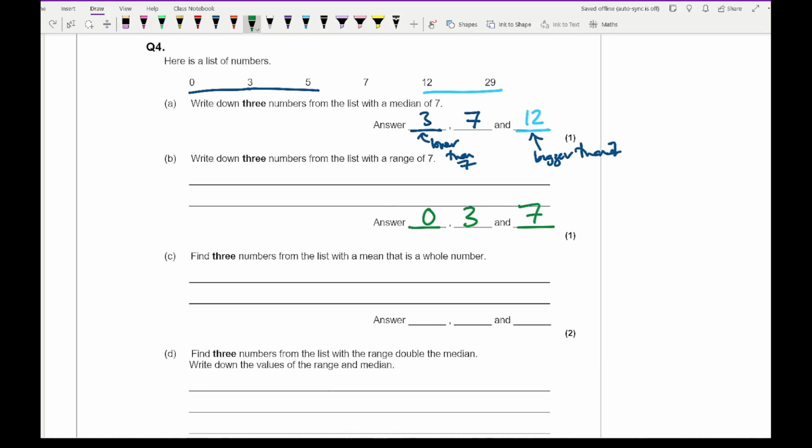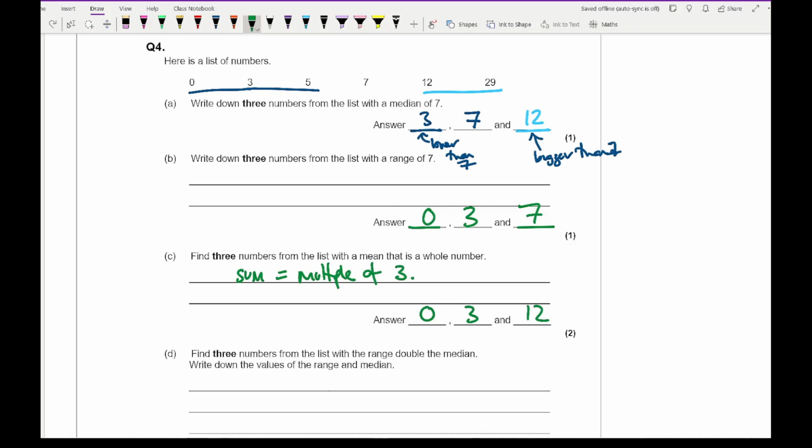Part C, it says find 3 numbers from the list with a mean that is a whole number. So again, what you're looking for is a multiple. So the sum needs to equal a multiple of 3. So an example here could be 0, 3, 12, because if I add those numbers up together, I'm going to get 15, and 15 is divisible by 3.